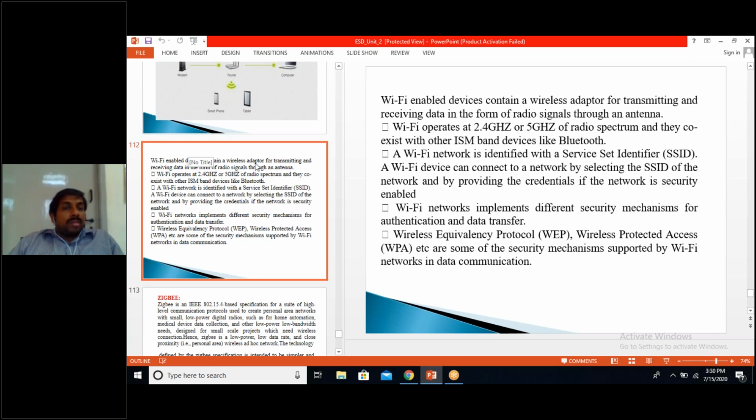Wi-Fi enabled devices use a wireless adapter for transmitting and receiving data at 2.4 gigahertz or 5 gigahertz of the radio spectrum. This Wi-Fi network is identified by an SSID, called the service set identifier. So whatever Wi-Fi network you create is identified by one service set identifier. All the devices in the network will be connected to this service set identifier, so you have to attach to this SSID. For security and authentication of data transfer, it also has Wired Equivalent Privacy or Wi-Fi Protected Access as a security mechanism.